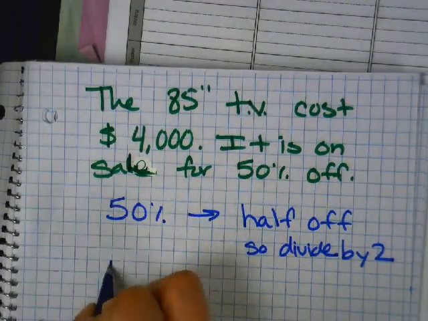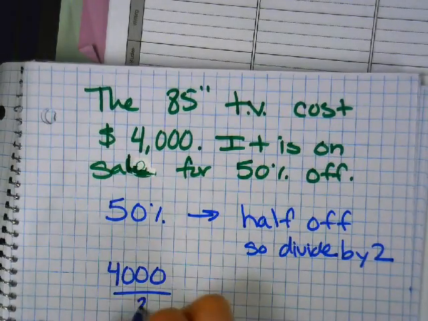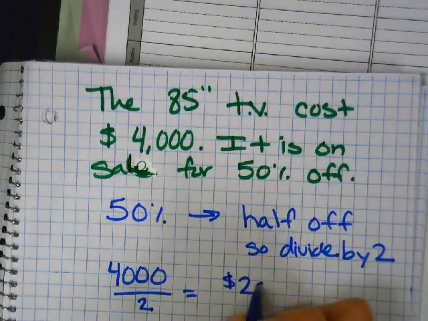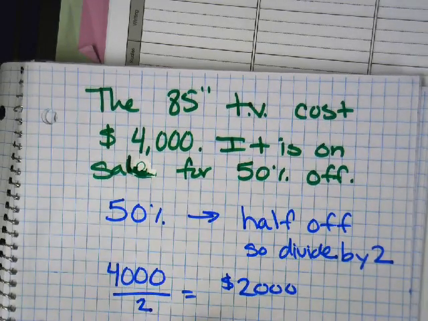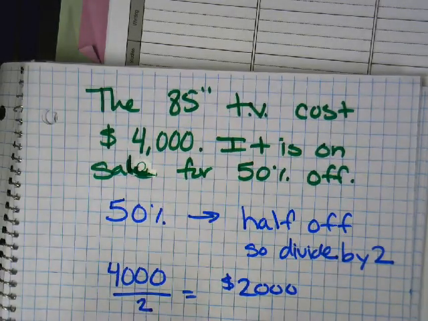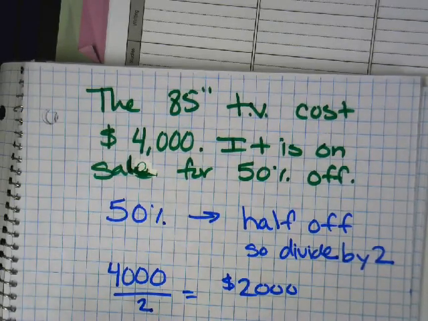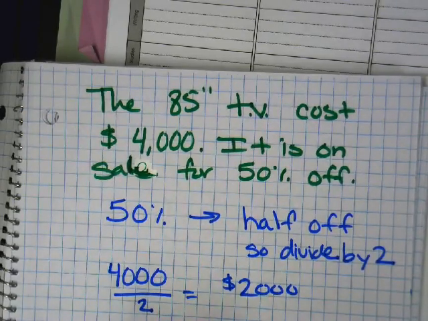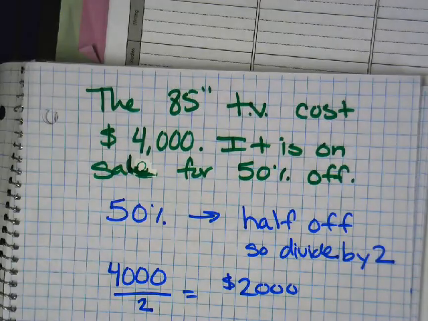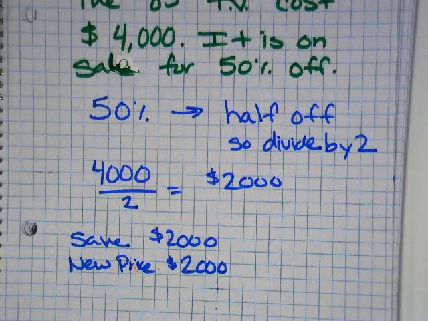So what's 4,000 divided by 2? 2,000. So how much do you save? 2,000. What's the new price? 2,000, yes. But why are they gonna put the TV on $2,000? They're probably gonna do something different. Plan.